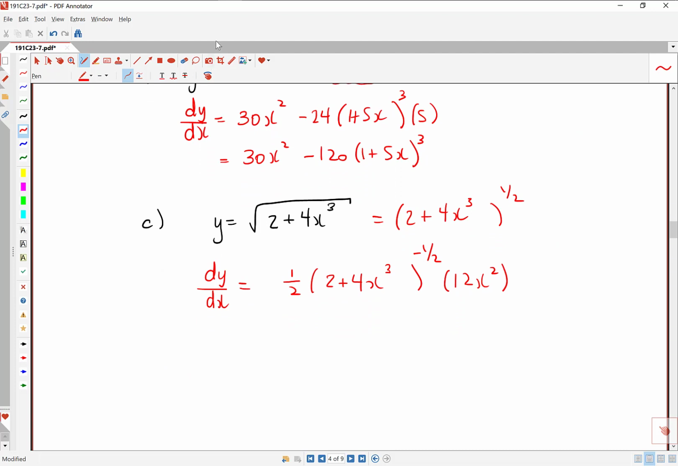Then you could do a little bit of cleaning up here. You could multiply the 1/2 and the 12x squared to get 6x squared. Then you could take this expression that's raised to the minus 1/2 and send it down into the denominator. You could even write it in radical notation if you like. That would be one way of writing it, or another way, you could just leave it in exponential notation: 6x squared times (2 plus 4x cubed) to the minus 1/2.